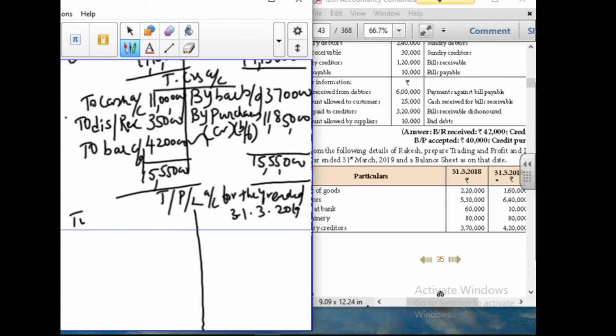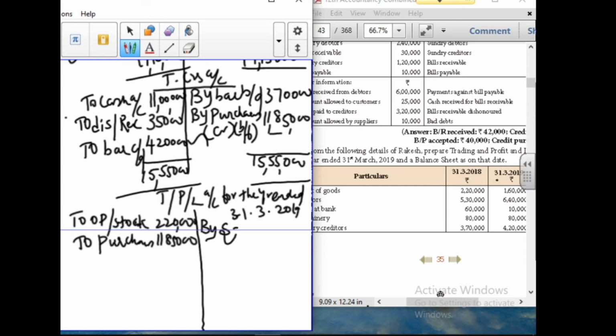We are going to prepare the trading account. We'll start with to opening stock. This opening stock is nothing but the information given in the first column, that is 2,20,000. So to purchases. Here I have found out it is 11,85,000. So credit purchases only we have transferred. There is no cash purchases. So you are transferring only the credit purchases.